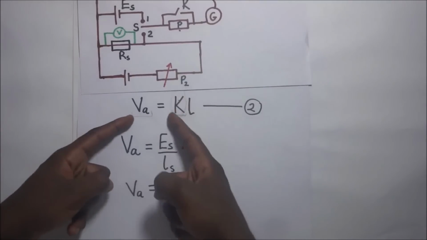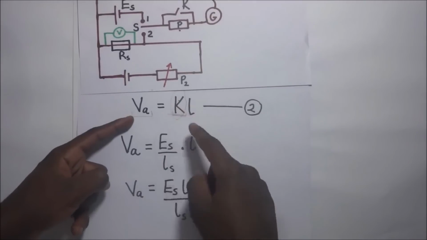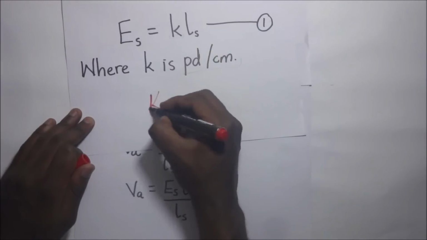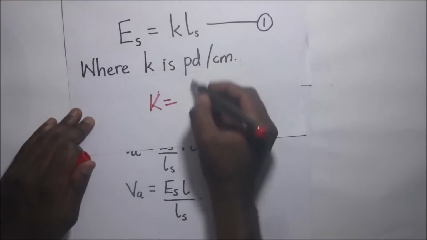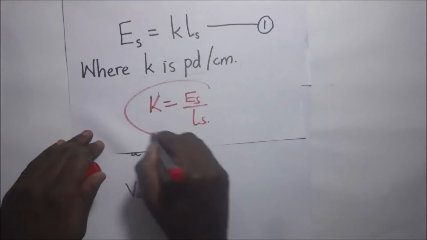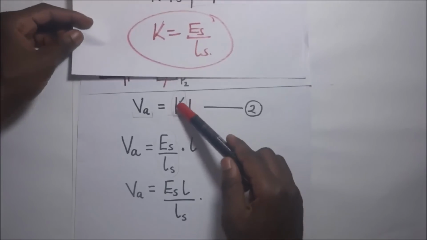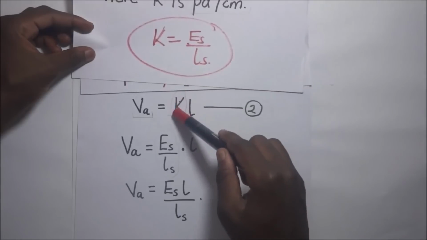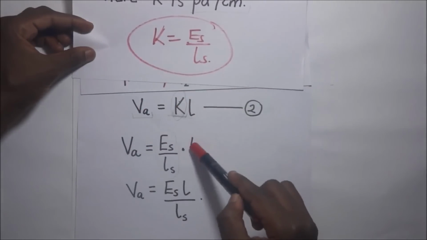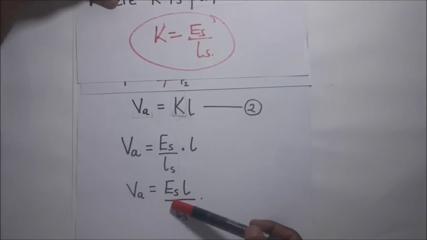And of course, this value of K, the PD per unit length, is what we got from our first equation. When we make K the subject of the formula, K becomes ES over LS. So we substitute that in the second equation. In this second equation, the value of K is what we put here, then VA, then L. This is the expression for the PD across L.